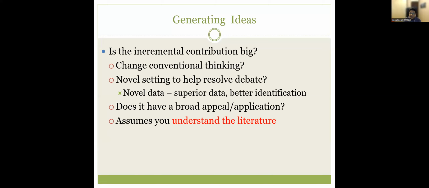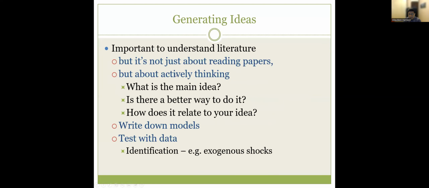Okay, so how do I know that this is a big idea? Well, that assumes that you understand the literature. This is important because we don't start on papers from a vacuum. So we are always adding to an existing knowledge base. So what does understanding the literature imply? First of all, obviously you have to read the papers on the topic and understand what has already been documented. But you also have to be actively thinking about what you read, not passively just reading the papers.